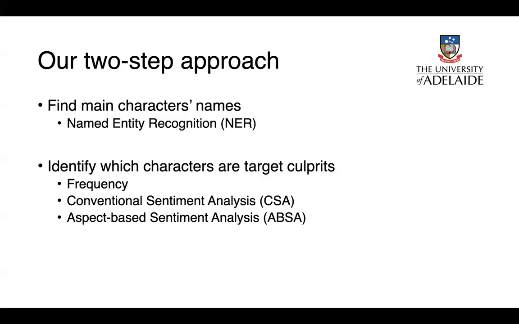Our solution to find the culprits is a two-step approach. The goal of the first step is to find the main characters' names using named entity recognition. This step is straightforward. The focus is the second step, where we need to identify which characters are our target culprits. We use three methods in this project and we compare their performance.